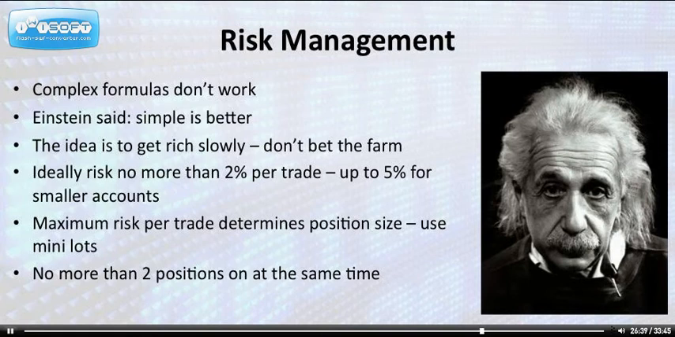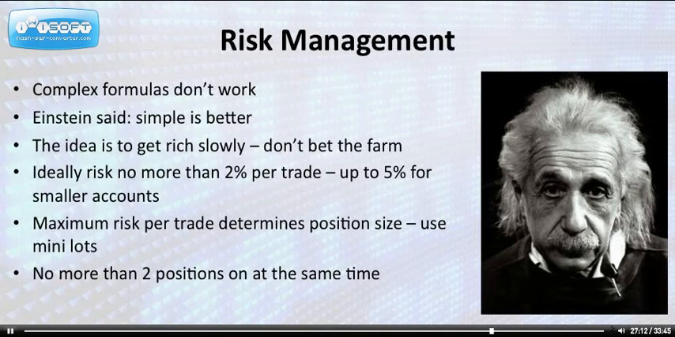And it was a quote from Albert Einstein that inspired me to discover this technique. He said to make everything as simple as possible, but not simpler. So that's what I did. Now, the idea is to get rich slowly. Don't bet the farm. Ideally, risk no more than 2% per trade or up to 5% for smaller accounts. That's it. Simple but powerful, and that will keep you out of trouble. You will avoid huge losses with that one simple, powerful rule.